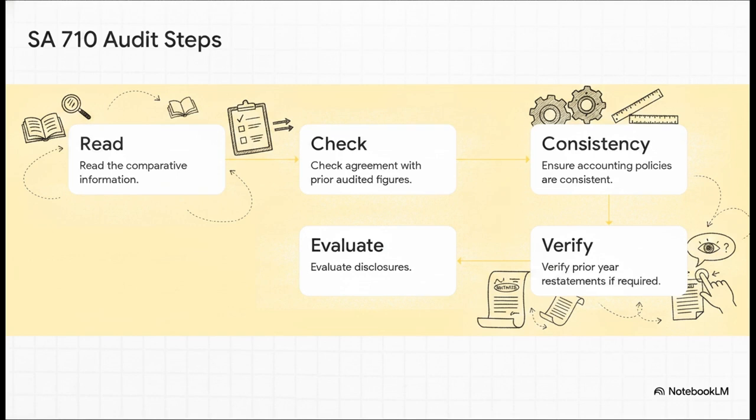Step 3, ensure the accounting policies are consistent, because comparing apples to oranges is completely useless for whoever is reading the report. Step 4, if any prior year figures had to be restated, maybe due to a prior period error or a shift in policy, you've got to verify those restatements. And finally, Step 5, evaluate the disclosures to make sure they actually meet the framework's requirements.